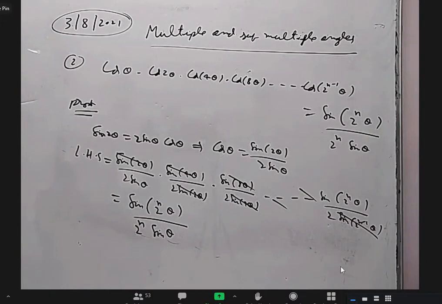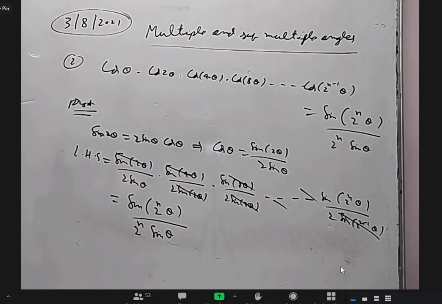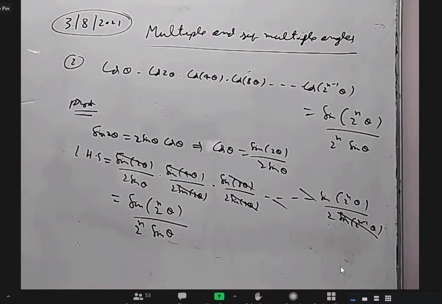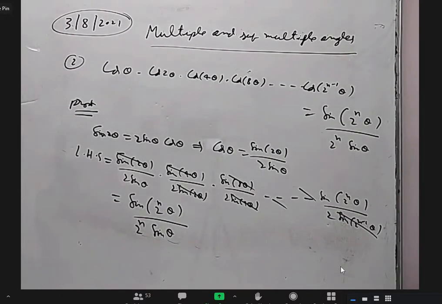Sir, in the numerator sin 2 theta and the denominator only sin 2 theta is getting cancelled, and all the 2's are left. Yeah, all the 2's are left in the denominator. That's why I wrote 2 power n in the denominator finally.